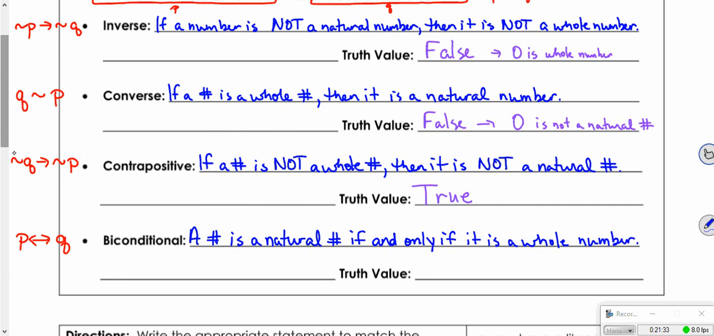So a number is a natural number if and only if, again, if and only if, that's the key phrase you have to have in the middle. If and only if it is a whole number. Okay, and once again, this is false because the converse is false.